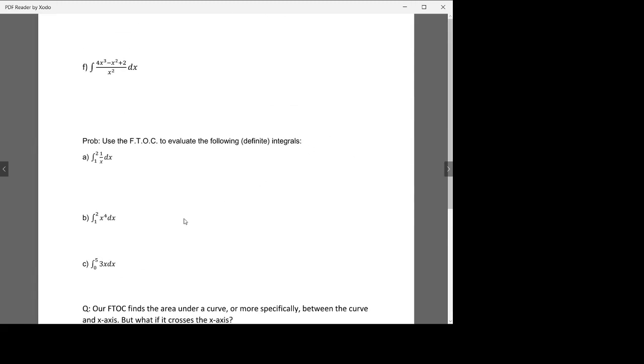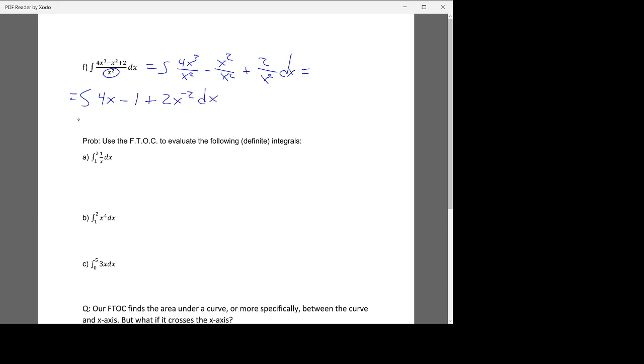Okay, now here's one where, you can see, we have a monomial in the denominator. So we'll break that up into 4x cubed over x squared, minus x squared over x squared, plus 2 over x squared dx. And we'll break that into, so we have 4x minus 1 plus 2x to the minus 2.